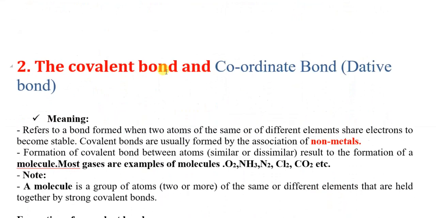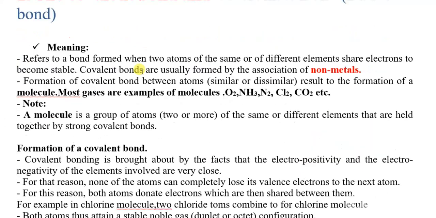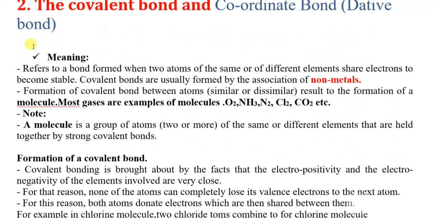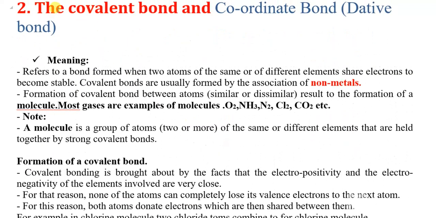So let me take you through covalent bonds and the coordinate bond, because the coordinate or dative bond is a sister to the covalent bond. Now, what is the definition of covalent bonding? What is a covalent bond? A covalent bond refers to a bond formed when two atoms of the same or different elements share. That's where you need to understand. Here there is no complete transfer of electrons. Here it is sharing of electrons.